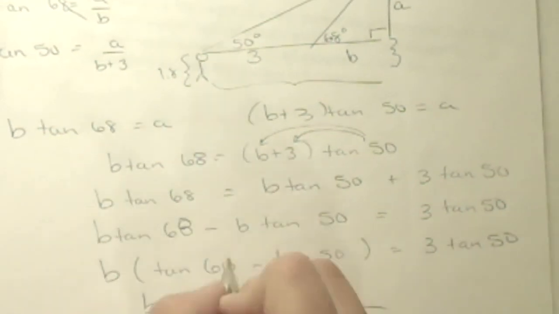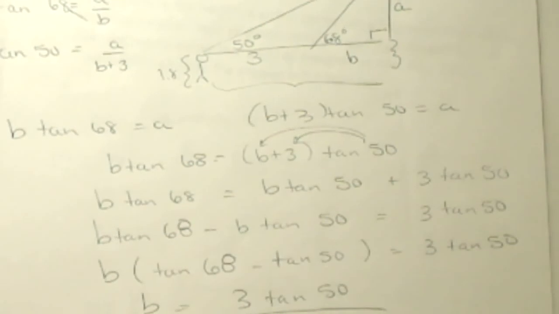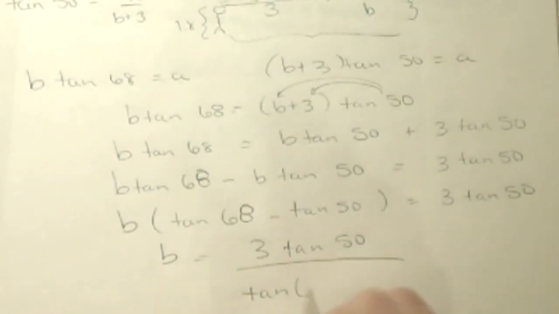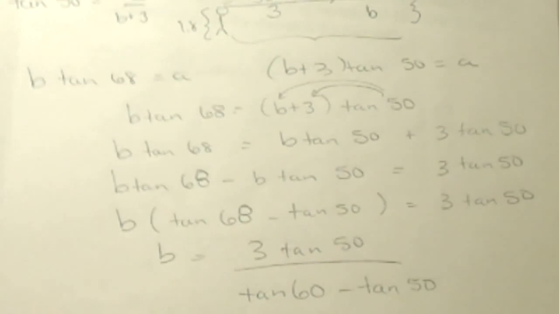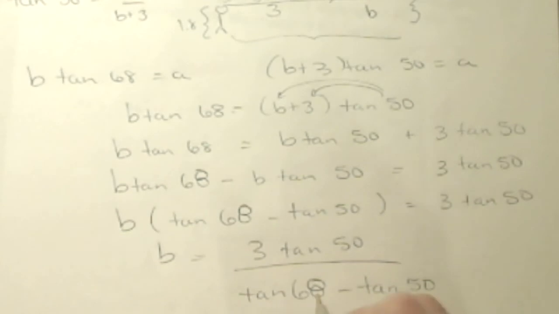Which means the value of B is 3 tangent 50 divided by tangent 68 minus tangent 50. For some reason, my tangent of 68 became a tangent of 60 as I was working this out. So I'm going to go back and correct that. Tangent 68 minus tangent 50.